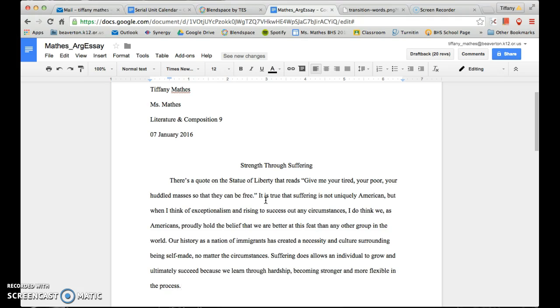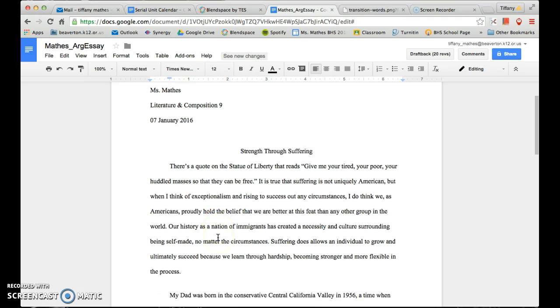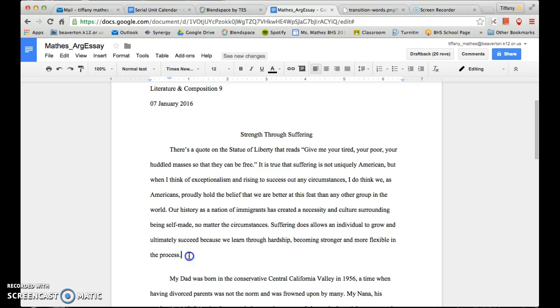Number 2, we want to focus on your thesis. Your thesis is the last sentence in your introduction paragraph, and it should answer that original question that popped up on your blend space. And it's what your paper is all about. So it's super important that you tell the reader what your paper is about here and why they should read on, okay? So I took the question, the original question was, does suffering make us stronger and lead to success?